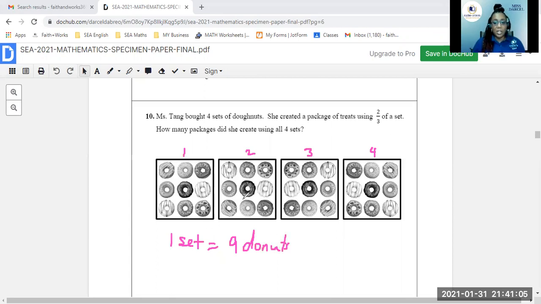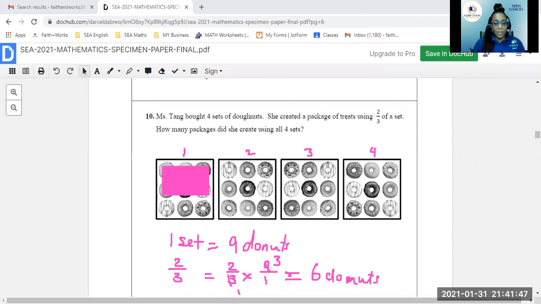Right? She created a package using 2/3 of a set. So 2/3 would be 2/3 multiply 9 would give us 3 into 3, 1, 3 into 9, 3, 3 multiplied by 2, 6 donuts. So 2/3 set contains 6 donuts. So let's block out the sets. All right, so this is one set here, that's 6 donuts. One set here, 6 donuts. One set here, another 6. One set here, another 6. All right, so we have 4 packages so far.